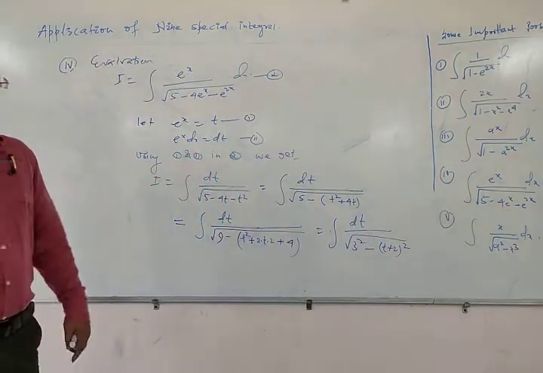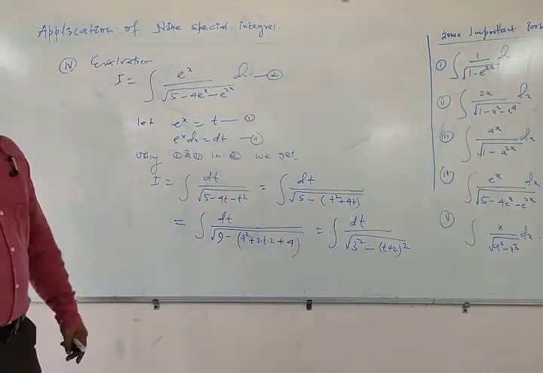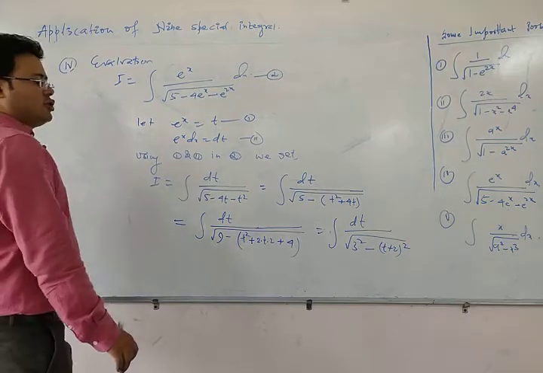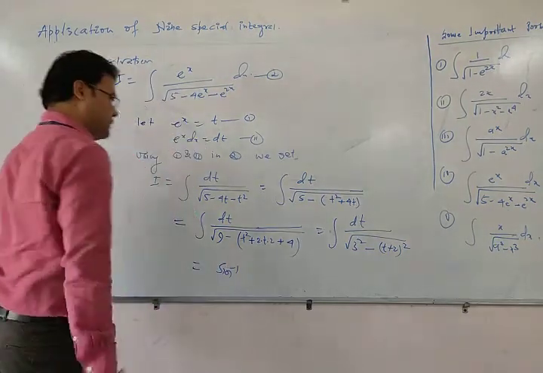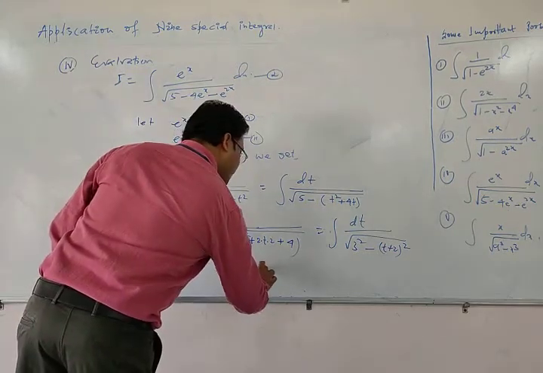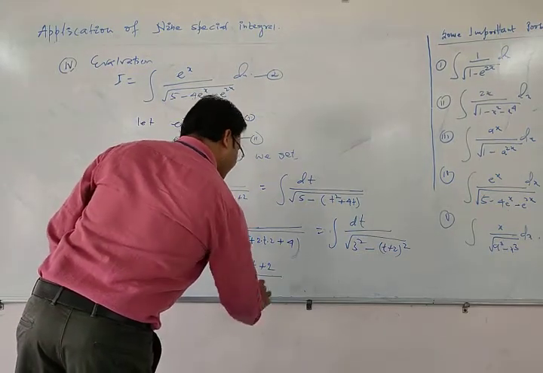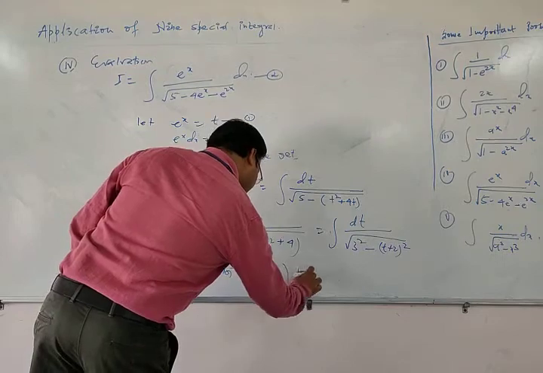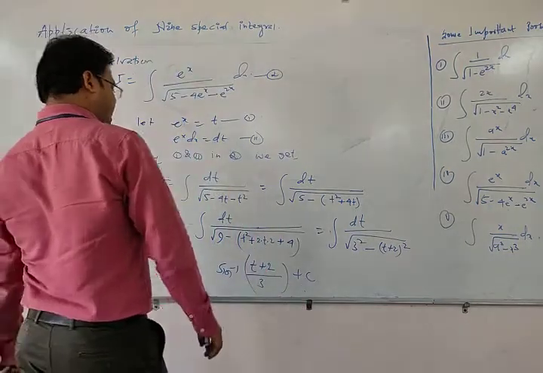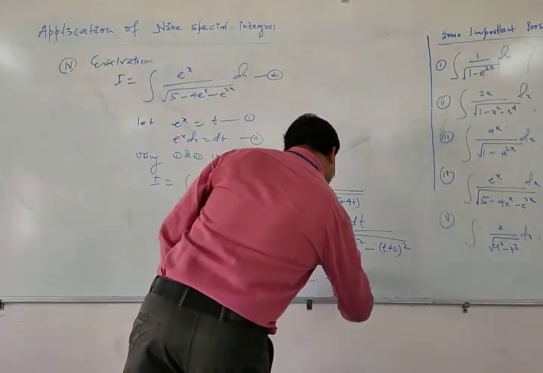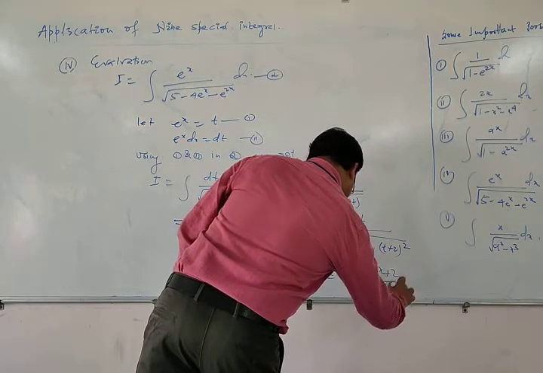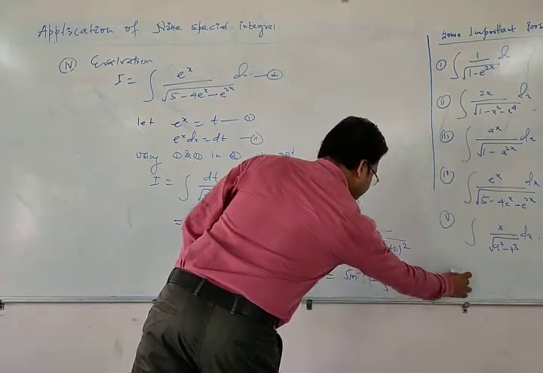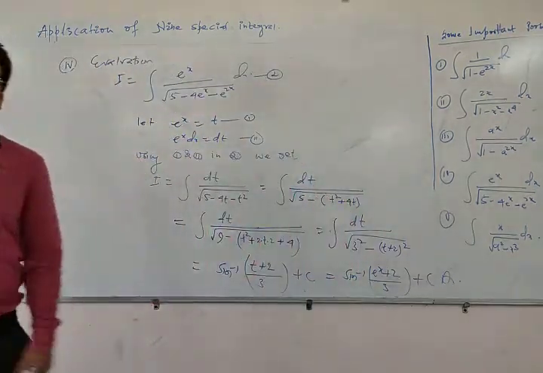So it is 1 upon square root of a square minus x square. So it is also sin inverse x. In place of x you can write t plus 2 divided by a, plus constant term c. In place of t you can write e to the power x. So this is equal to sin inverse of e to the power x plus 2 divided by 3, plus constant term c, and this is the final answer. You can see.